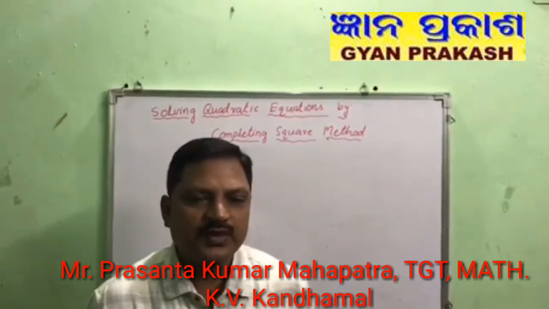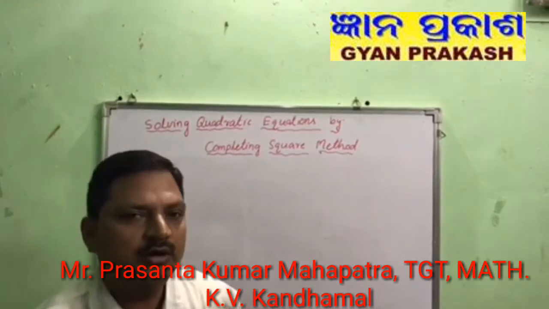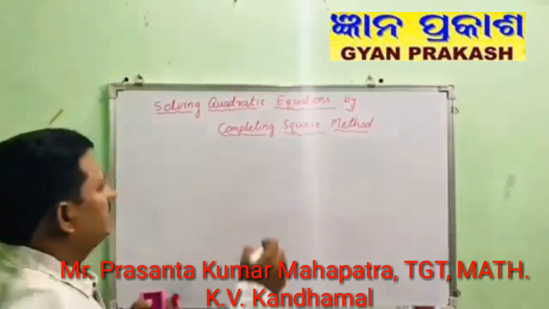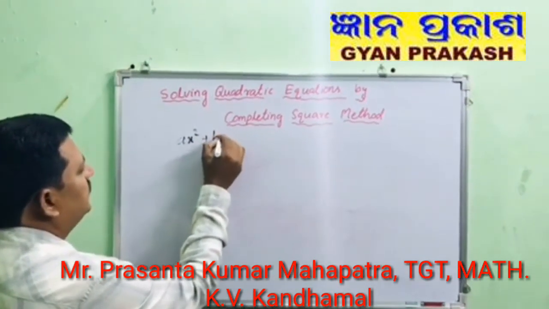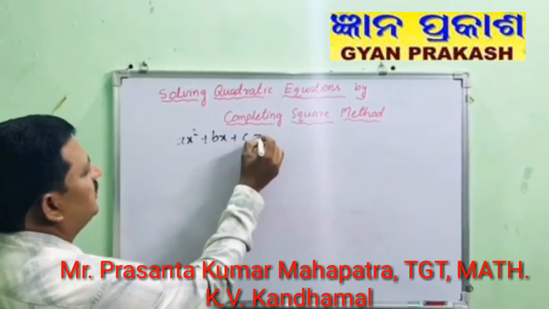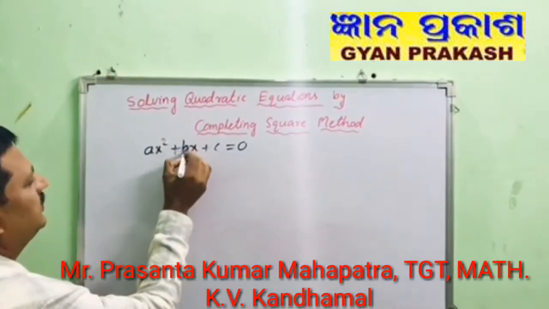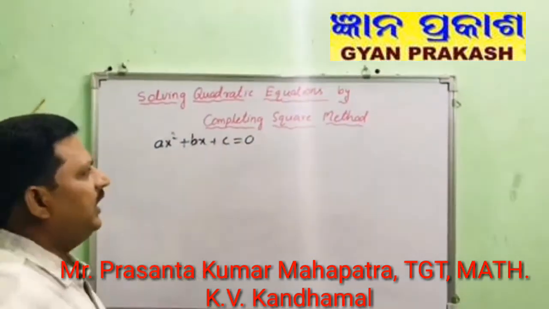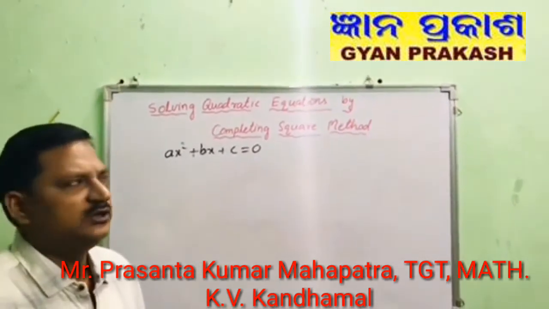Dear students, in quadratic equations today we shall learn about the completing square method. Let us take one equation, ax square plus bx plus c equal to 0. This is the general form of a quadratic equation, and we want to solve it by the completing square method, right?